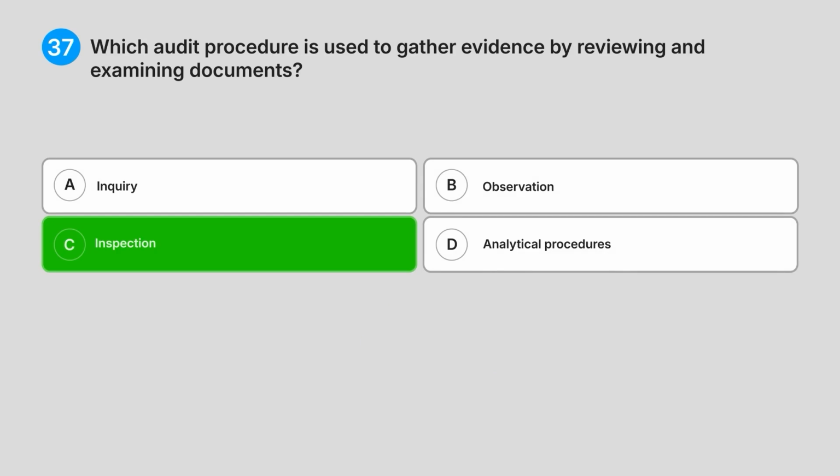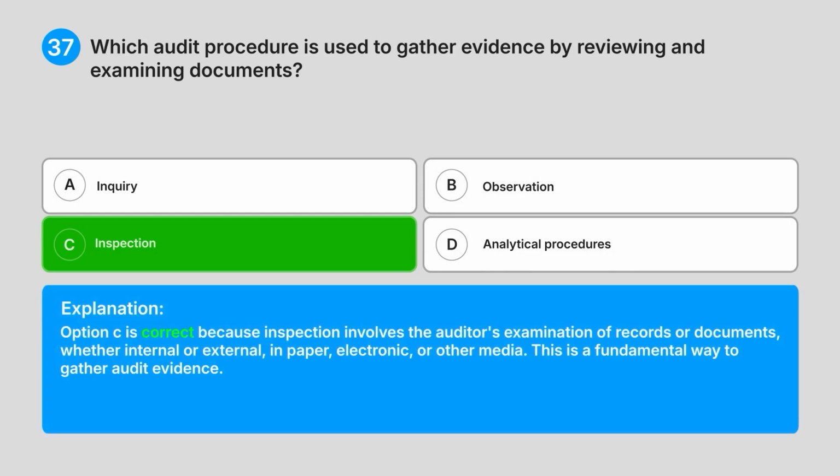Correct answer, C. Inspection. Explanation: option C is correct because inspection involves the auditor's examination of records or documents, whether internal or external, in paper, electronic or other media. This is a fundamental way to gather audit evidence.